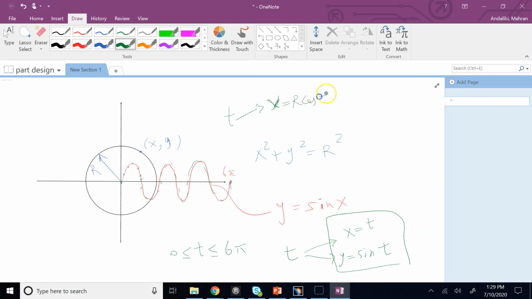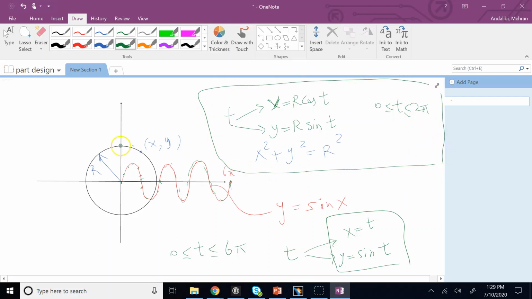R cosine of t, and y is what? R sine of t. And then change t, which is the angle here, anywhere between 0 to 2 pi. This will create for me a bunch of points on this circle, and if I connect them together, I can get a circle, right? But again, we don't need to go through all that pain because CATIA is doing that for me behind the scene.